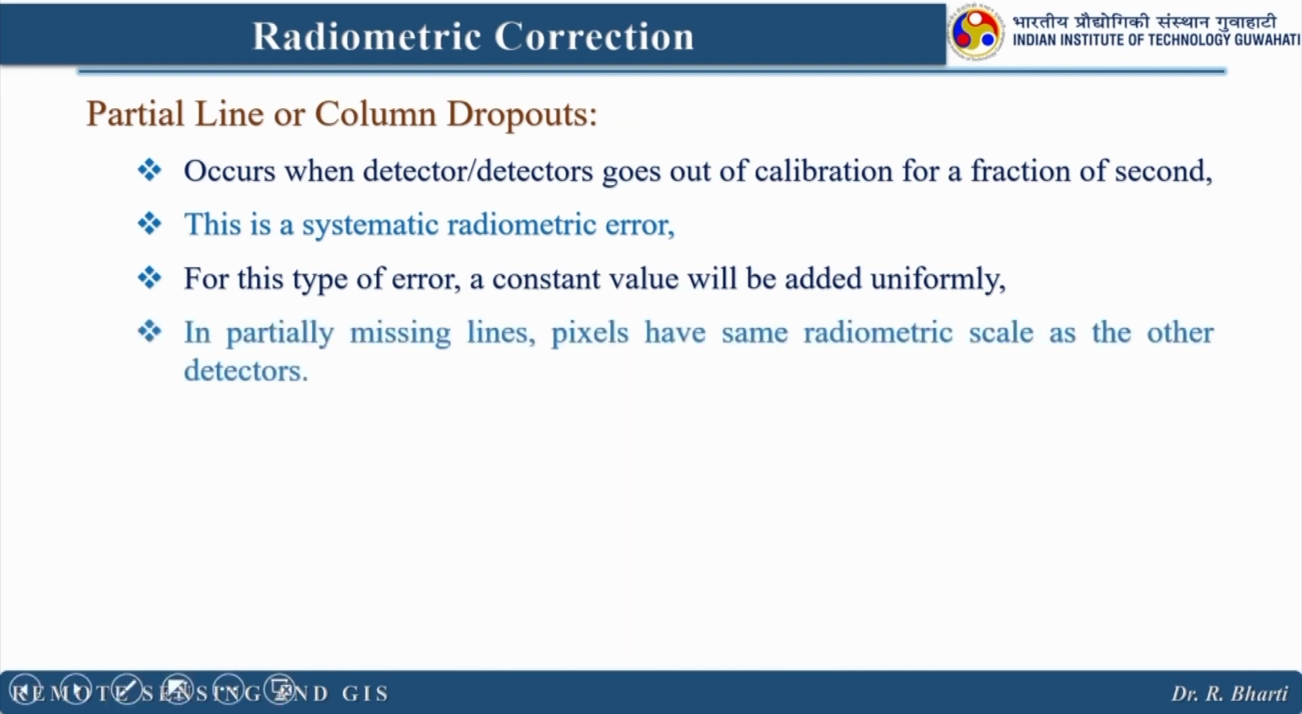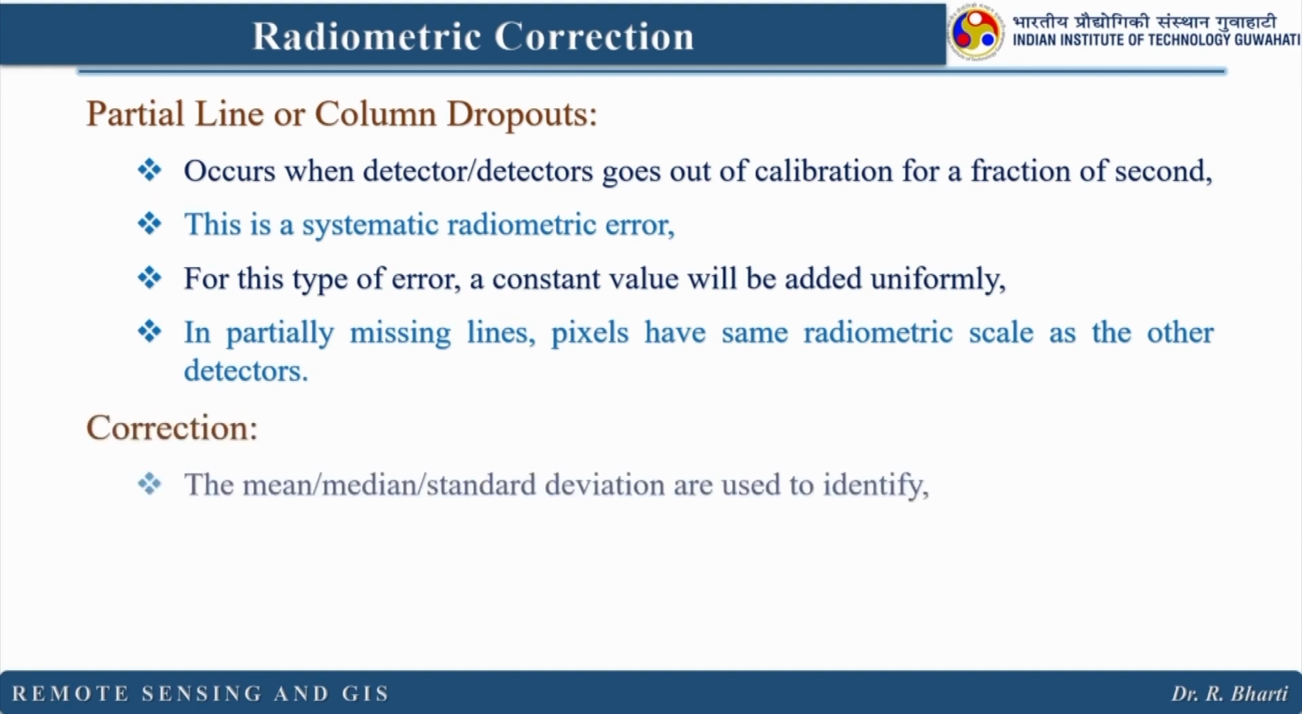Is it clear? So, in partial missing line, pixels have same radiometric scale as the other detector. So, here scale in 8-bit data 0 to 255, that value won't go more than 255, right. So, as I told you that if it was supposed to be 8, so 20 or 200 or maybe 10 or 20 has been added, but it should not exceed the maximum value of your radiometric range.